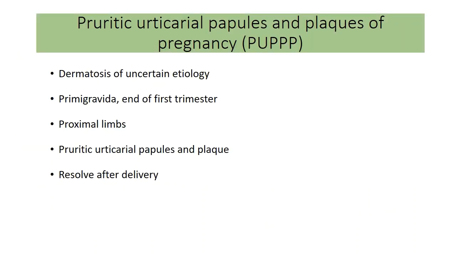The next entity is pruritic urticarial papules and plaques of pregnancy. It is a dermatosis of uncertain etiology, usually seen in primigravida at the end of the first trimester. It involves the proximal limbs. It presents as pruritic urticarial papules and plaques and it resolves after delivery.